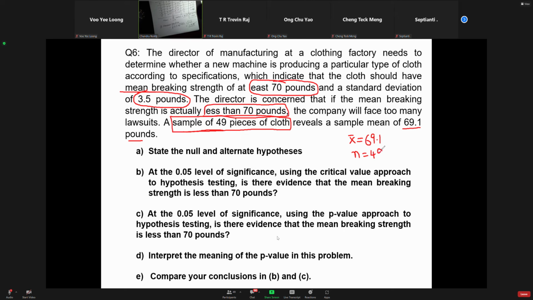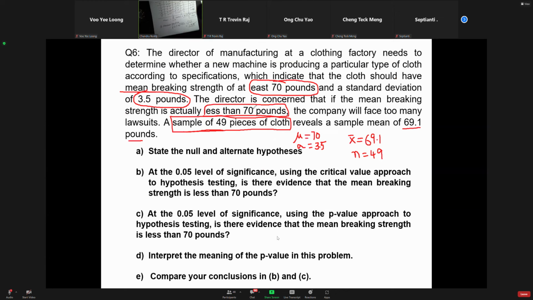So what is the population mean? Mean breaking strength mu is equal to 70. Population mean. So the population standard deviation is 3.5. Okay, so we get the data for the population mean and population standard deviation.